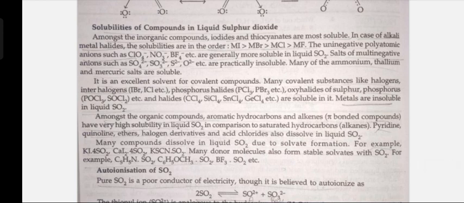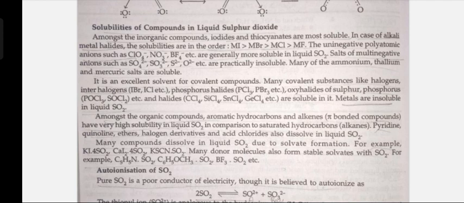Solubilities of the compounds in liquid sulfur dioxide. Among the inorganic compounds, iodides and thiocyanates are most soluble. In the case of alkali metal halides, the iodides are more soluble than bromides, chlorides and fluorides. The uni-negative polyatomic anions such as ClO4-, NO3- and BF4- are generally more soluble in liquid sulfur dioxide.